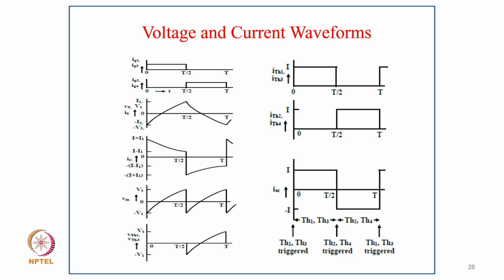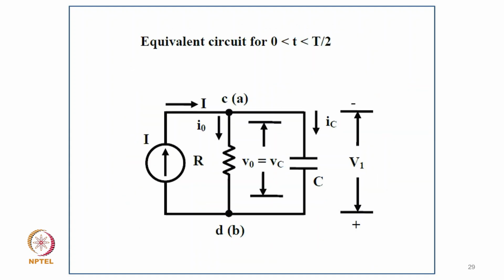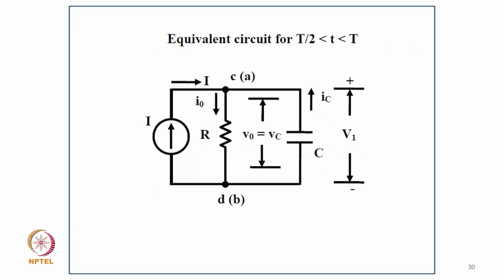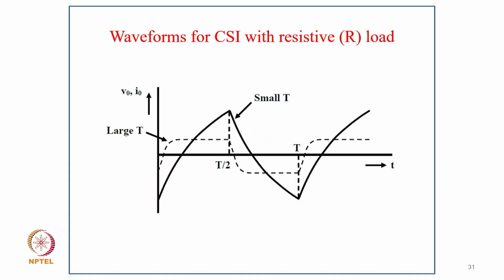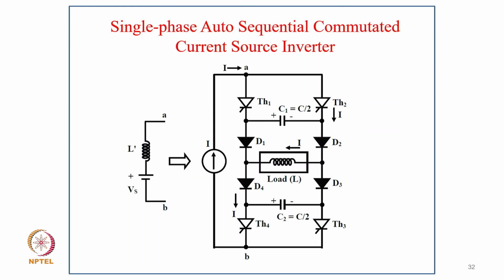And these are typical waveforms, you can see the gating signals and how the output voltage and currents are, and how the thyristor currents typically are. And this is the equivalent circuit between 0 to T by 2, the capacitor in parallel with the resistance and fed by the current source. And this is the equivalent circuit from T by 2 to T. And these you can consider the V and I0, the output voltage and output current, with large T and small t.